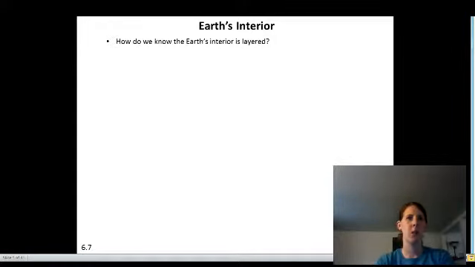But how do we know it's layered? How are we determining this? Just make it up? Are we able to just take a slice of the Earth and see that this is a composition?